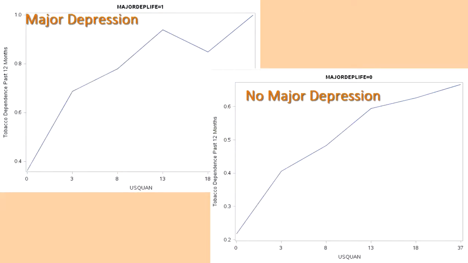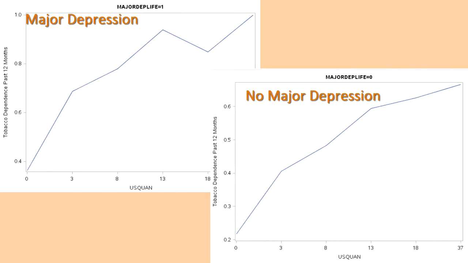Using a line graph to examine the rates of nicotine dependence by different levels of smoking, it seems that both the direction and size of the relationship is similar between smoking and nicotine dependence for those with major depression and for those without, although those with major depression show higher rates of nicotine dependence at every level of smoking quantity.